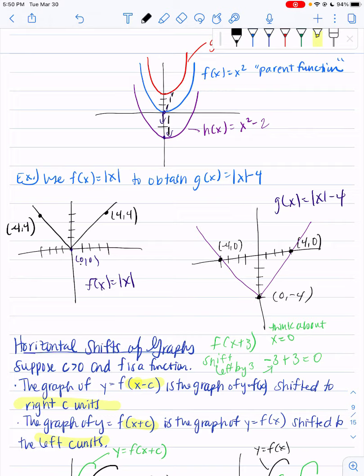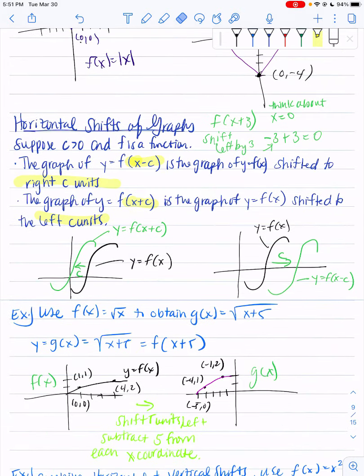Also on quizzes and tests, I don't want you to be just plugging in random values to find the g of x. It's a lot easier, and it's also the way I want you guys to do these problems, is using parent function values or points and then applying the transformation to get the new points.